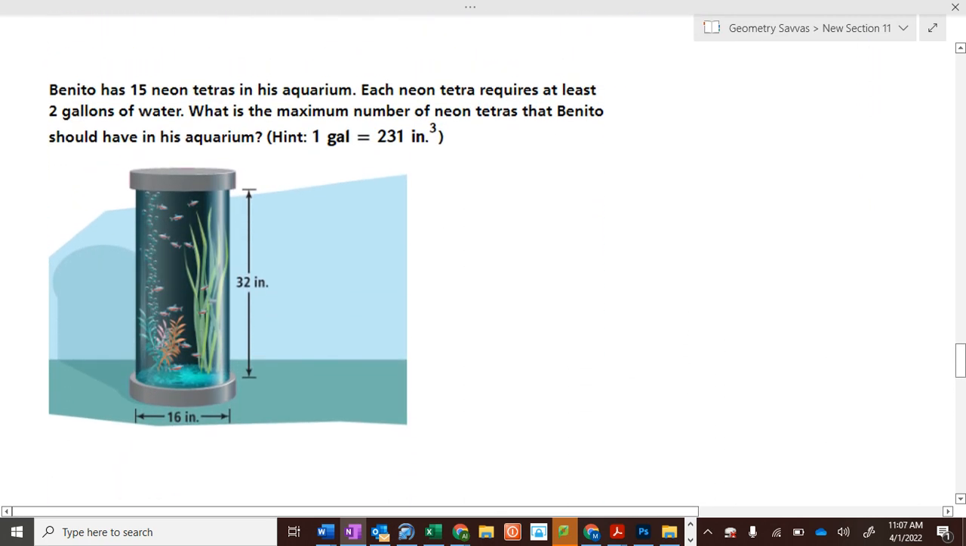All right, but we're going to do the neon Tetras problem. Benito has 15 neon Tetras in his aquarium. Each neon Tetra requires at least 2 gallons of water. What's the maximum number of neon Tetras that Benito can have? So then, how many neon Tetras does he have to flush down the toilet because he put too many in there?